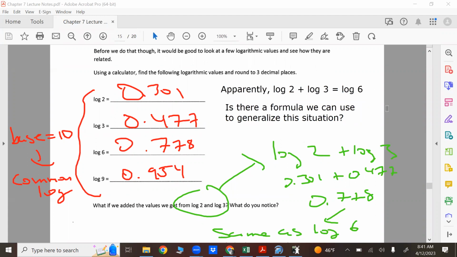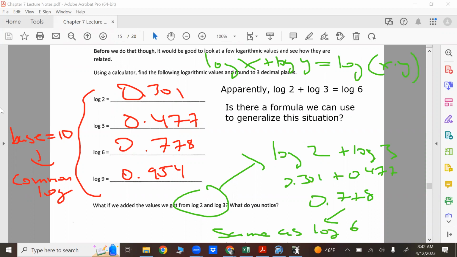So apparently log 2 plus log 3 equals log 6. Well, what's 2 times 3? 6. So do you have a formula, Lizzie? You think we could use? Yes. Good. What do you think? Log X times log Y equals log XY. You're close. It would be this: log X plus log Y equals log of X times Y. Exactly. Good.